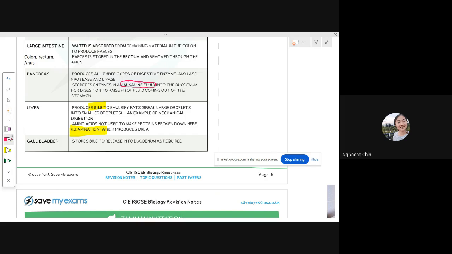Deamination, which you will learn about today, is when your body is unable to store excess proteins. Okay, you can see this. Amino acids that are not used to make proteins will be broken down by deamination to produce urea. So later we'll talk about this.